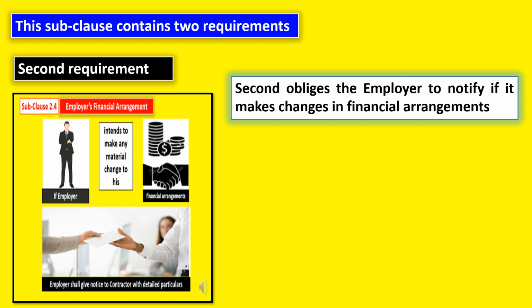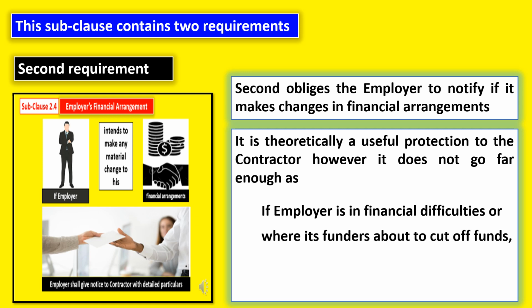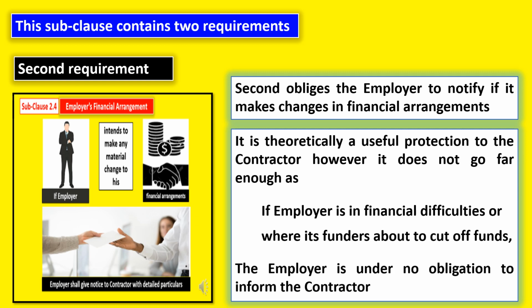The second requirement obliges the employer to notify the contractor if the employer makes any changes in financial arrangement. Theoretically, it is a useful protection to the contractor. However, it does not go far enough, as if the employer is in financial difficulties or where its funders are about to cut off funds, the employer is under no obligation to inform the contractor.